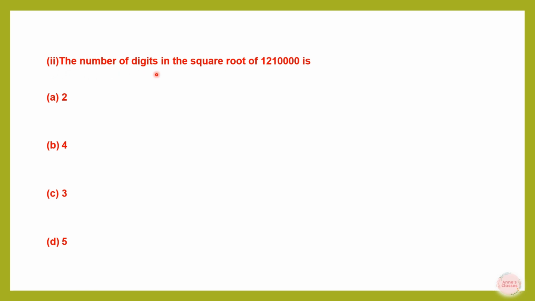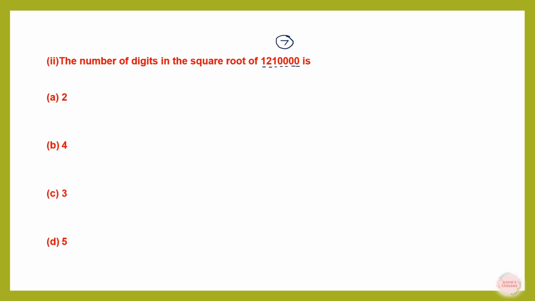Question 2. The number of digits in the square root of this number. Okay. Now when you are given a large number and you are asked to find the number of digits in the square root of that number, the first thing you need to do is count the number of digits. So let's count the number of digits. 1, 2, 3, 4, 5, 6, 7. So there are 7 digits. That means this is an odd number.